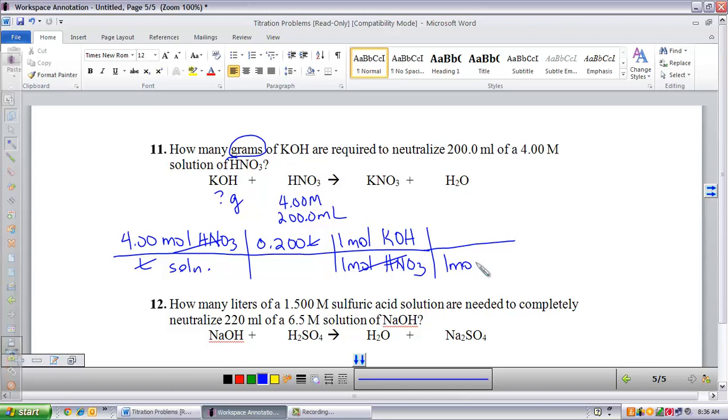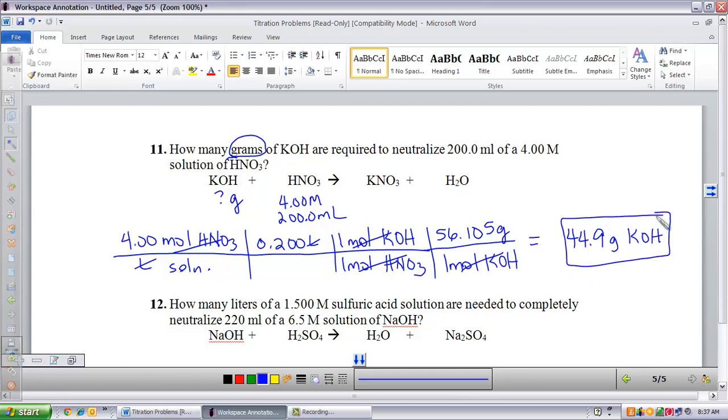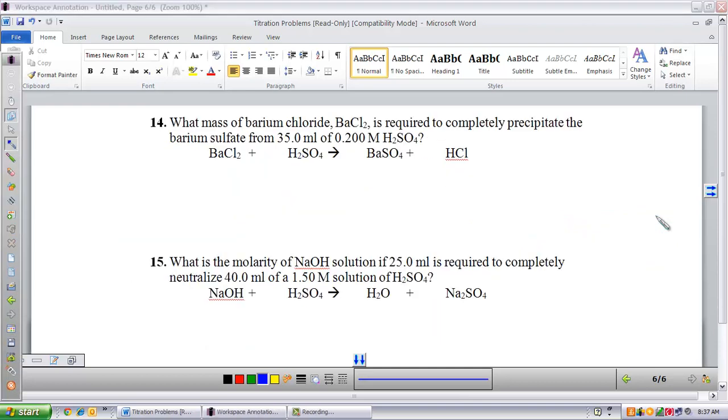Okay, so that's getting me closer to grams. So now I just have to get from moles to grams. Well, I know that I can use the periodic table to determine how many grams are in a mole of potassium hydroxide. So when you add those up, you get 56.105 grams. Please do that on your own. Don't just take my word for it. Go back and add that up so that on a test or a quiz you would be comfortable with doing that. When you're done, you get 44.9 grams of potassium hydroxide. So go back and do the math and make sure you get that.